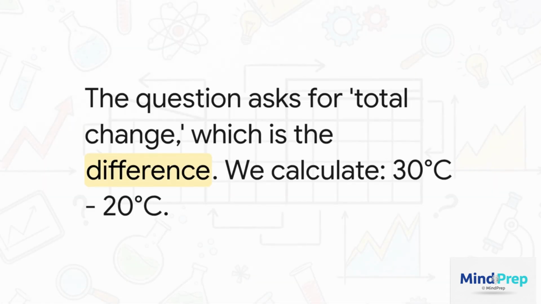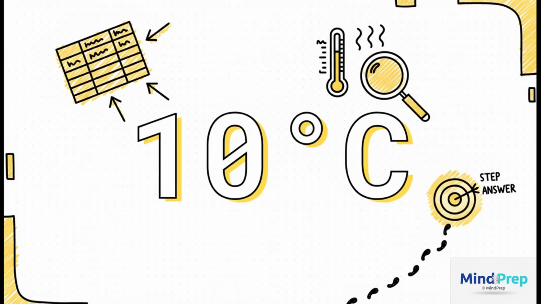And now, the final step, calculate. The question wants the total change, which is just a fancy way of saying find the difference. So we just set up some simple subtraction. 30 degrees minus 20 degrees. And there's our answer, 10 degrees Celsius. See how that worked? By following the steps, we completely ignored the data for 5 minutes because the question didn't ask about it. No guesswork, no confusion, just a direct path to the answer.